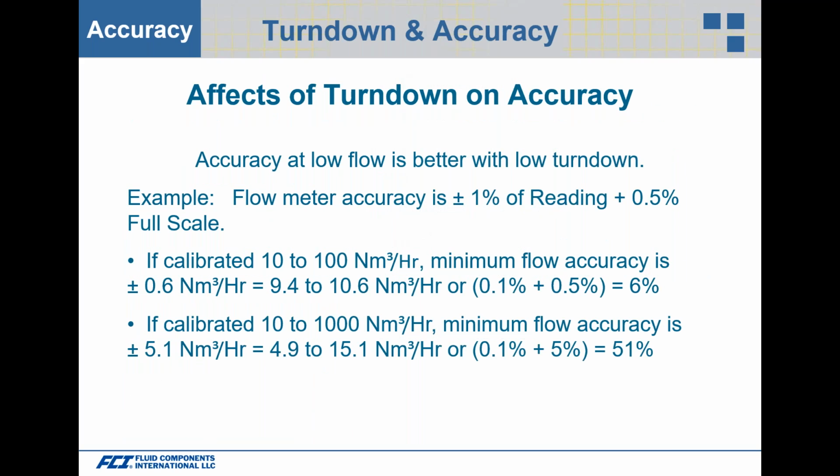So how does this affect the turn down, affect the accuracy allowable error band? Accuracy at low flow is better with a low turn down. So that's one of the things that you have to keep in mind when selecting what flow range you want that meter calibrated to and what's really required, because that does begin to affect the accuracy at the minimum flow.